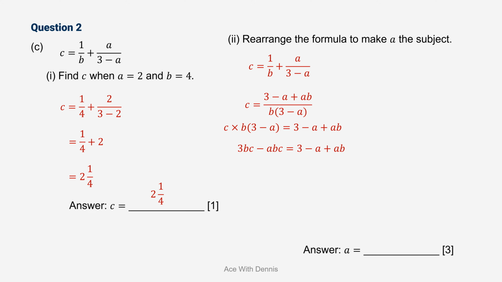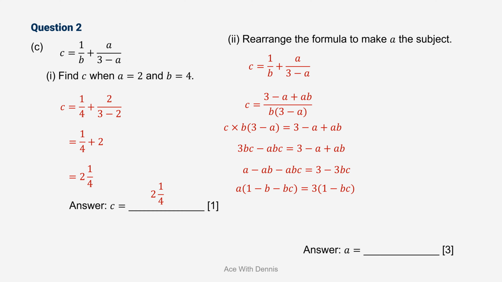The next thing we need to do is move all the terms consisting of A to the left hand side and the other terms to the right hand side. So it becomes A minus AB minus ABC equals 3 minus 3BC.